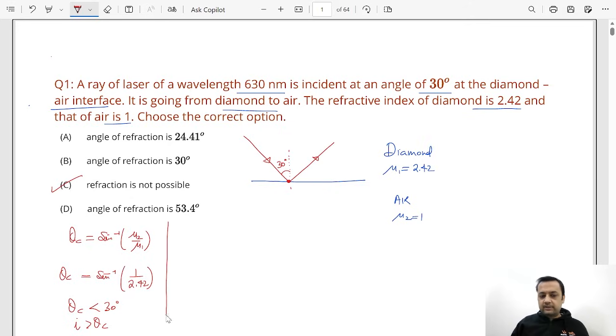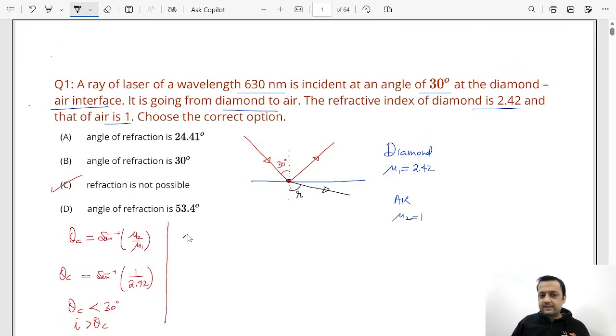Okay. Now one more thing I would like to tell you in this question. Suppose you were not able to figure out that the angle of incidence is more than critical angle, then also you can solve this question. How? Let me assume that the ray is able to refract. So let us say that this angle of refraction becomes r. All right, so now you will apply Snell's law at this point.